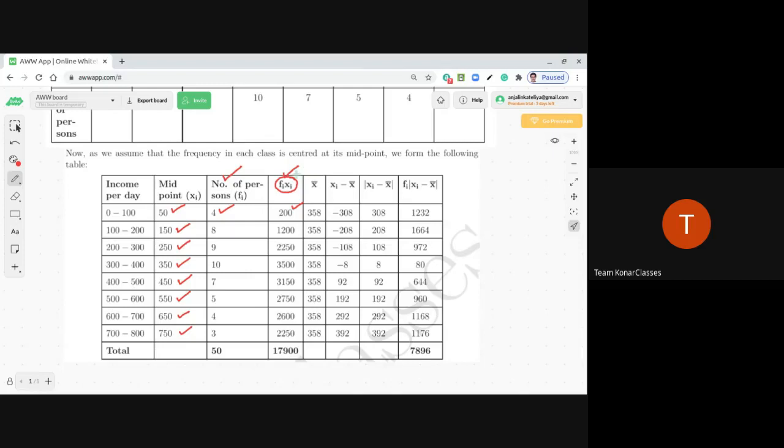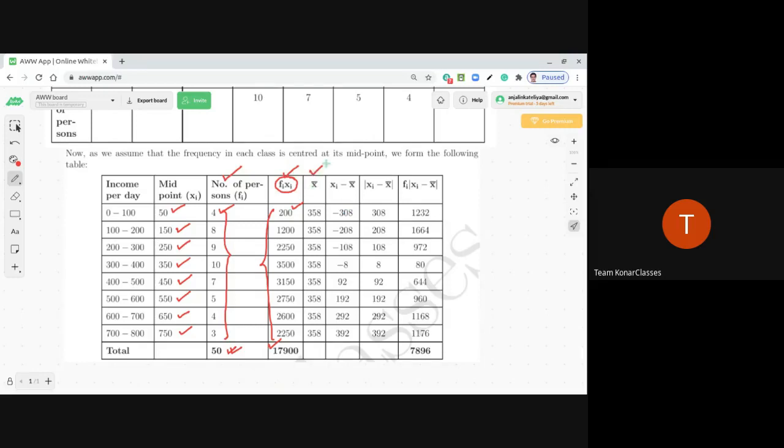And x bar we can find out, dear students. As you know, we need to sum all these things, 17900 divided by 50, that is the x bar. Correct. So that is a tedious process, what I was telling, because you need to sum all these values. That you get 17,900, and that you need to divide by the sum of these values, which is 50. So 17900 divided by 50 is the mean, and that is equal to 358.